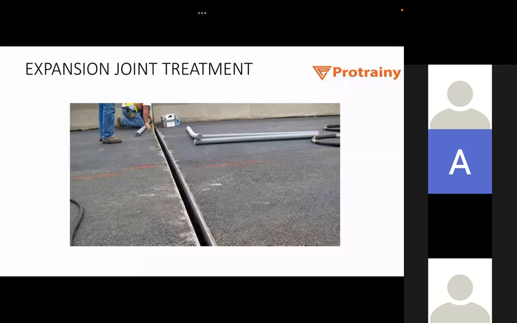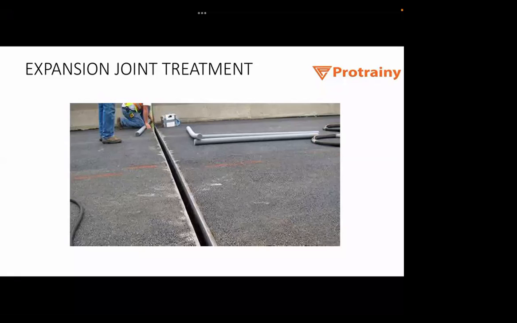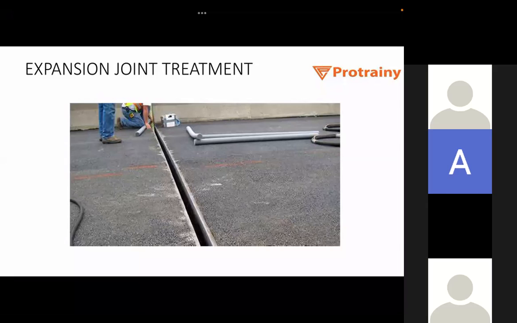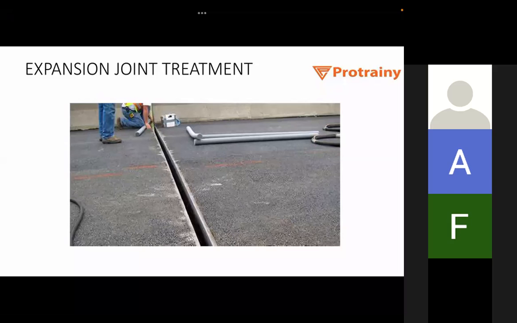So how to treat that? There it involves different types of treatment. I'll go through the different types of treatment that we are following in today's practice, like a TP band or application of sealants.